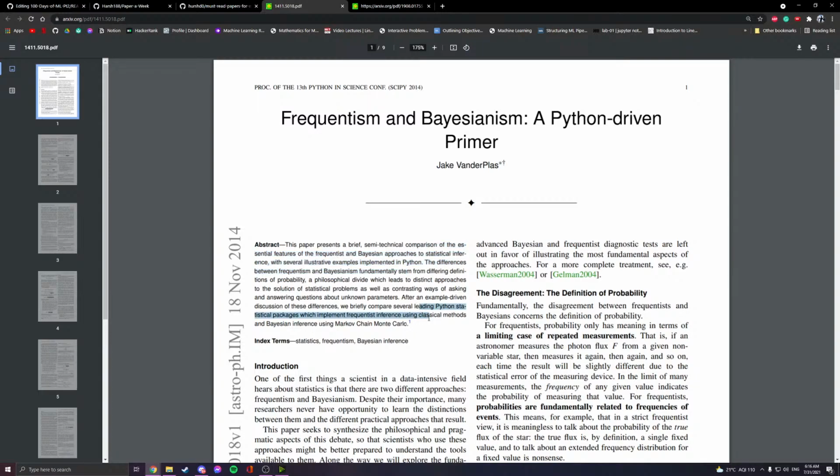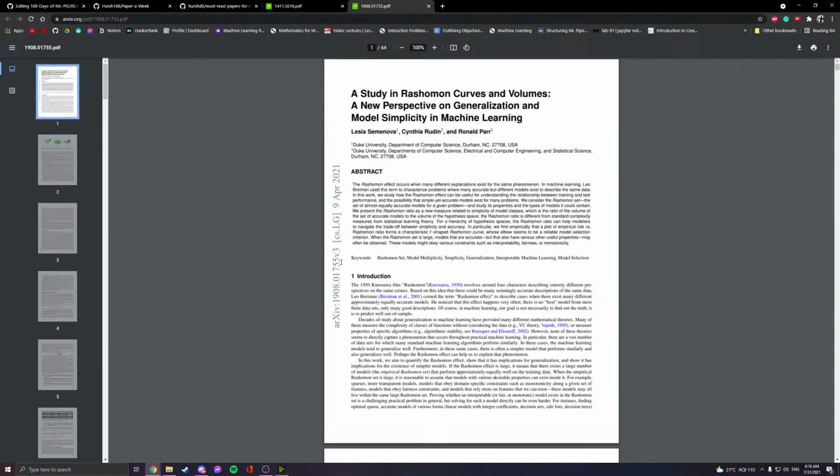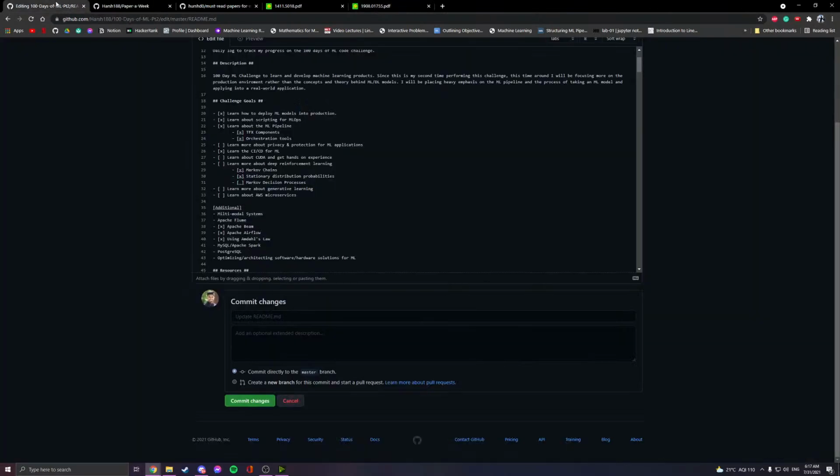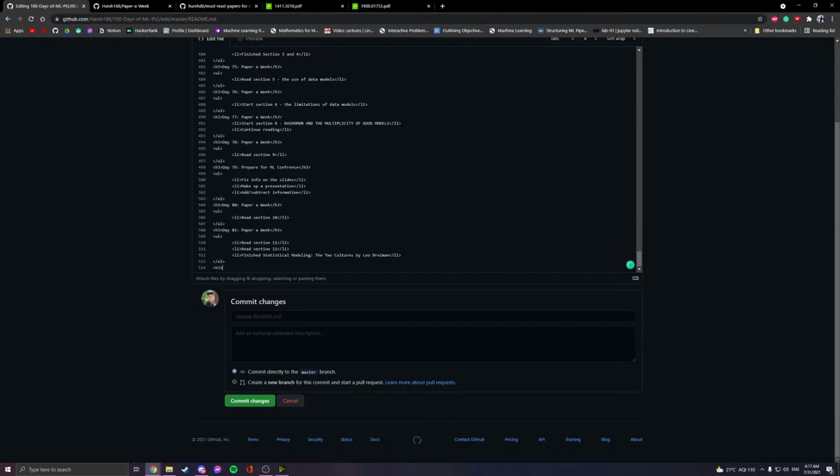Hmm. Ooh, this one goes over Markov chains. Oh, this one's a continuation of the Abremans paper. Rashomon effect can be useful for understanding the relationship between training and test performance. Oh, this is actually really interesting. I think I might actually start doing this. So let's do paper a week.